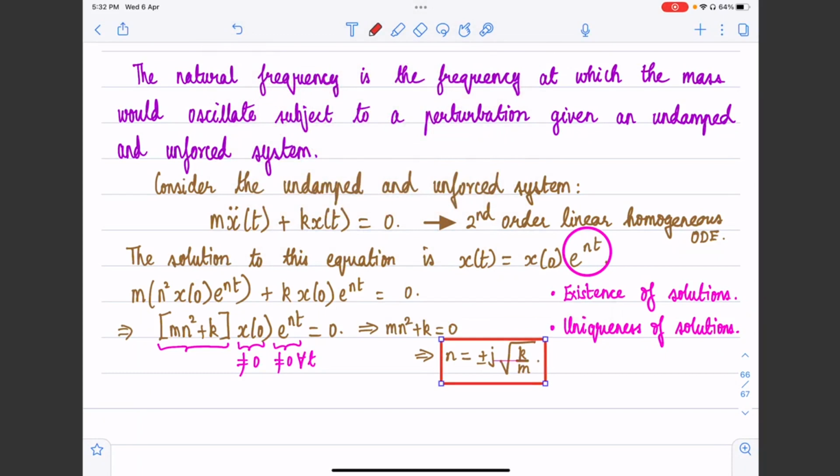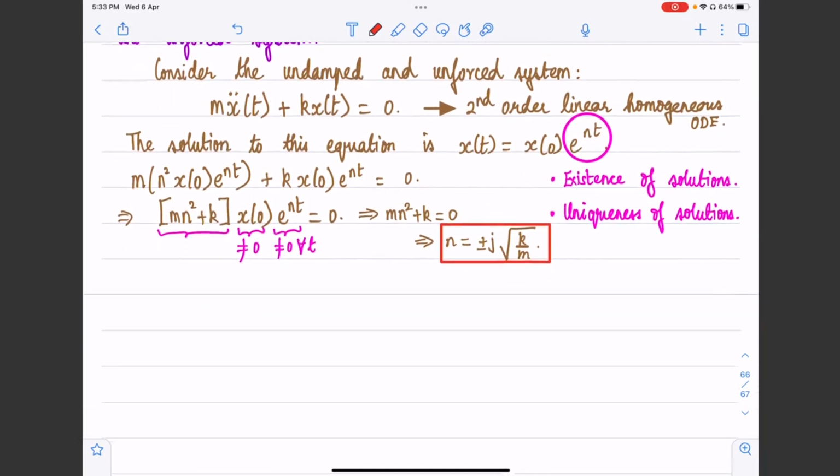So any questions till this step before we go ahead? We have a couple more steps before we come to the answer. I hope till here it's clear, right? So we have used the definition of the natural frequency to look at the undamped and the unforced system, and that equation is mx double dot plus kx equals 0.